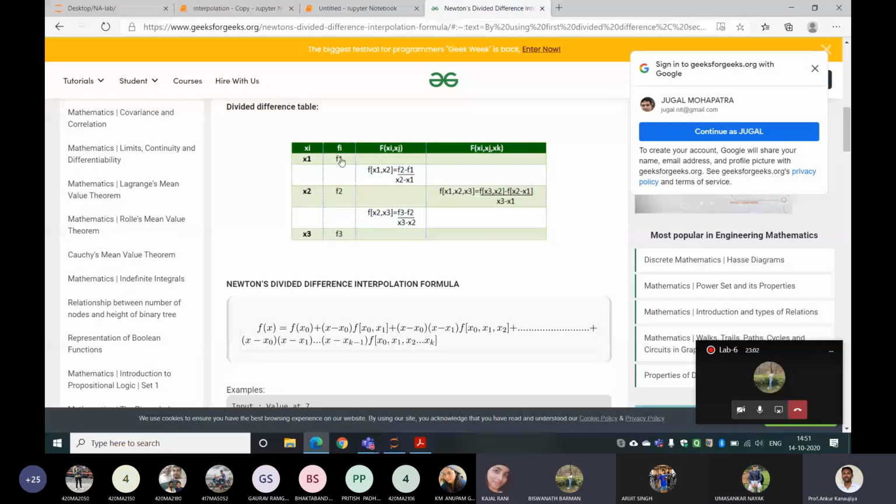First we have all n entries, right? Then n minus 1 entries, then n minus 2, and it will go up to 1. So n columns, if we include this. Suppose this is 3, then a total of 3 columns. If we exclude this x1, x2, x3, suppose it is a separate column, for f1, f2, f3, then this is the 2 divided difference, this is the 3 divided difference. So we'll get n columns if the data has size n, right?